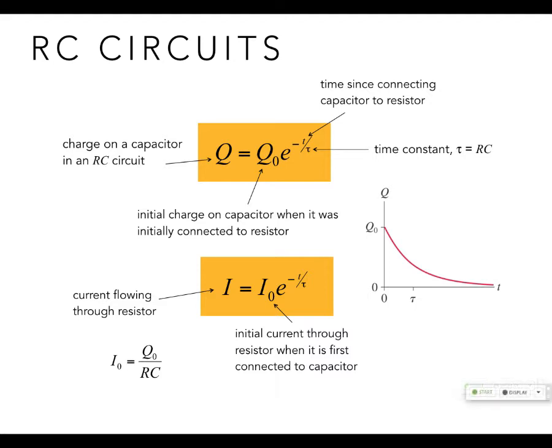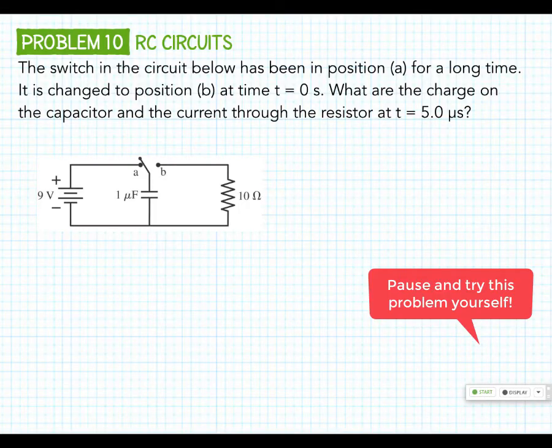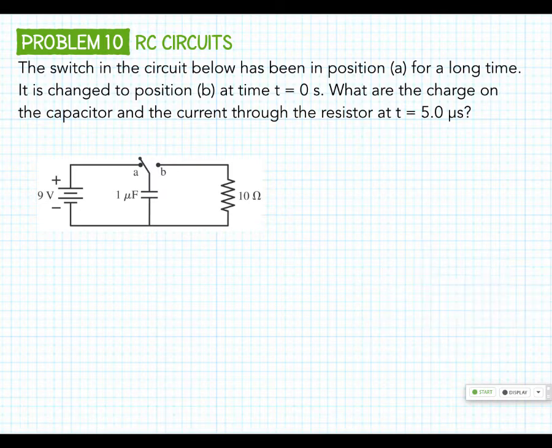So we're going to try this problem. This is mostly just a plug-in kind of problem, just to get warmed up on how you use exponentials. For instance, why do you think it says the switch has been in this position for a long time? That means it's totally charged, right? Because if it's just been flipped, we don't know if it's charged up or not.